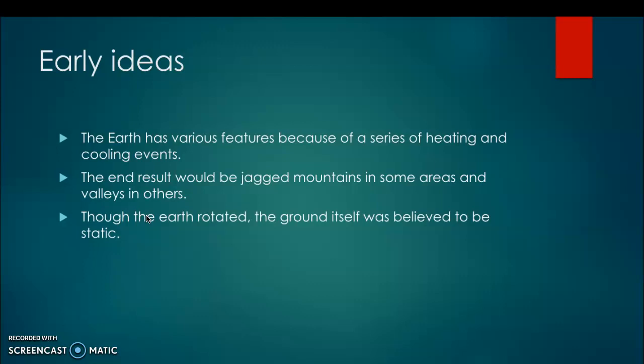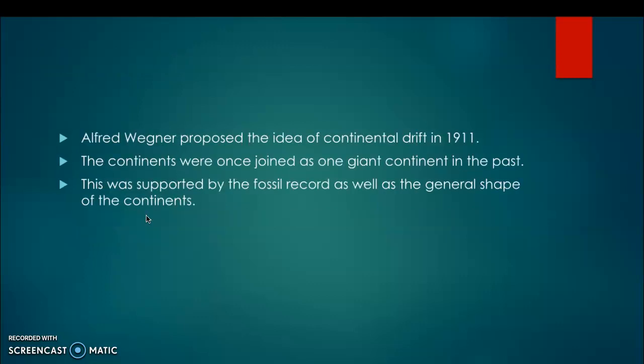The Earth has a lot of different features, and one of the ideas was that these were made by heating and cooling events, and the end result would be jagged mountains and some valleys and so forth. They had figured out that the Earth had rotated. The ground itself was believed to be static. And we have Alfred Wegener proposing the idea of continental drift back in 1911.